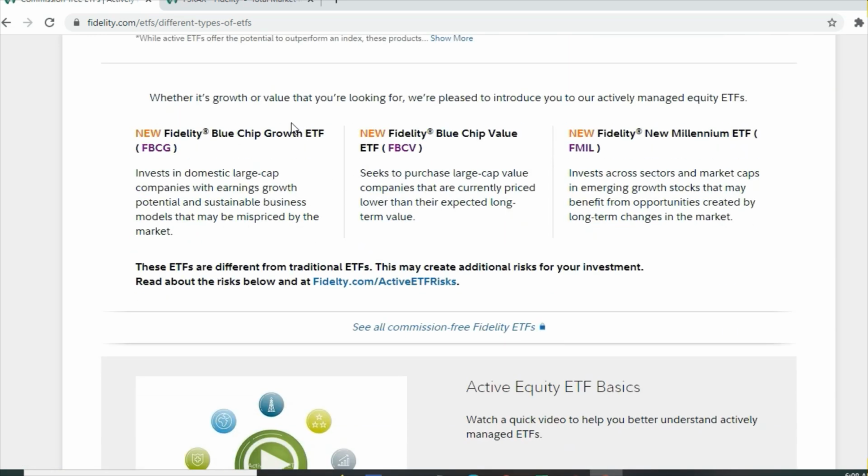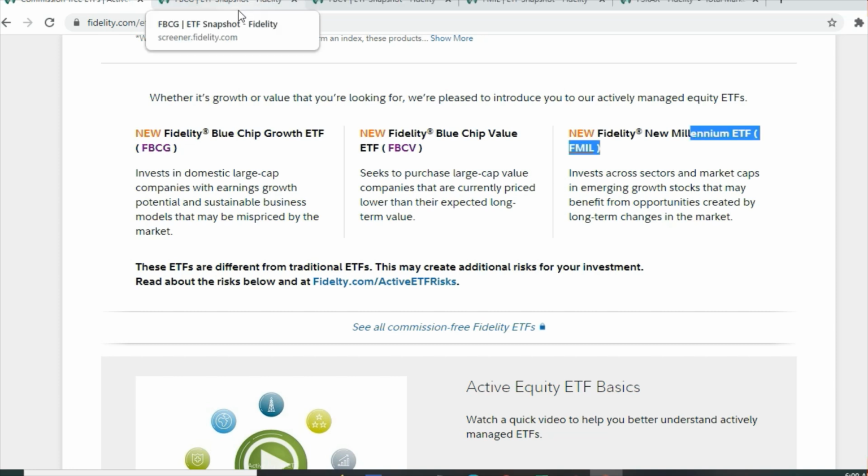They've got the Fidelity Blue Chip Growth ETF, FBCG, then the Fidelity Blue Chip Value ETF, and the Fidelity New Millennium ETF. And you can see that the investing strategy is interesting here. We've got this one here, which invests in domestic large cap companies with earnings growth potential and sustainable business models that may be mispriced by the market. Then we've got this one here that purchases large cap value companies that are currently priced lower than their expected long-term value. And then the New Millennium ETF invests across sectors and market caps in emerging growth stocks that may benefit from opportunities created by long-term changes in the market.